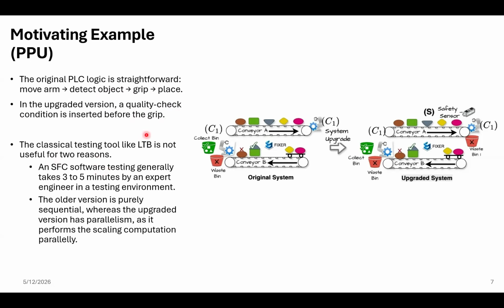In that case, classical tools like the library testing block are not useful, for two reasons. One is that the classical testing time for the SFC in a proper testing environment is 3 to 5 minutes. It's a very simple thing. The second is that the older version is purely sequential. What is the upgraded version? That is the concept of parallelism, as the custom scaling function is carried out in parallel.